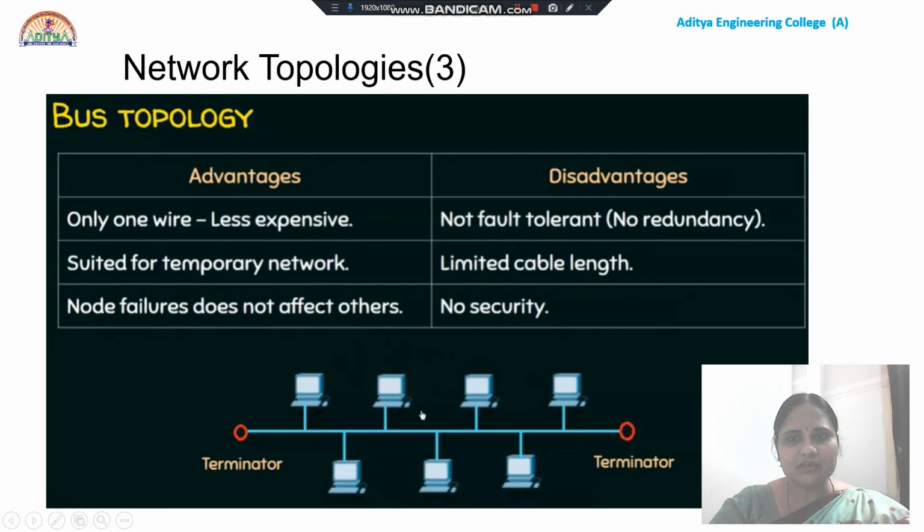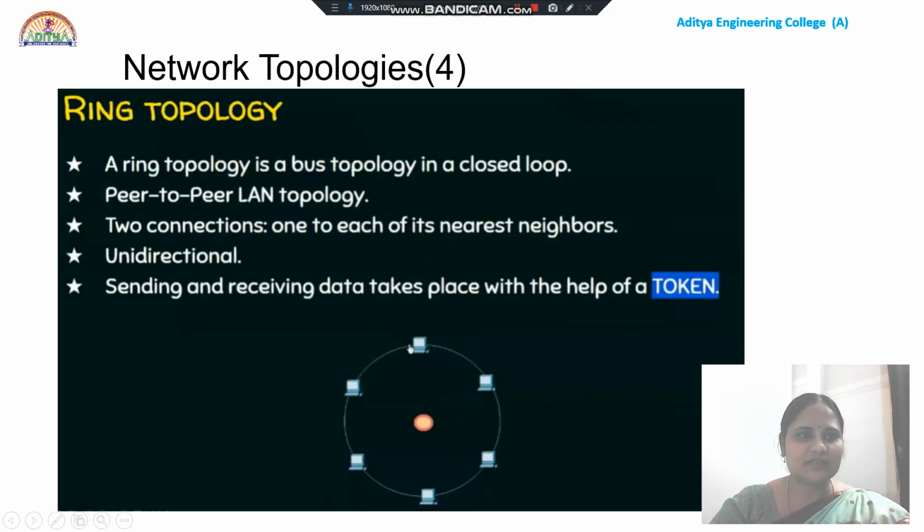And coming to the problems, it is not redundant, so obviously it is not fault tolerant. If some fault happens or some problem occurs in the bus topology, the data packet is lost. There is no redundancy or duplication, so it is never possible to retransmit or make some kind of arrangement to receive the packet. Of course, the cable length is limited, so it is not suitable for larger networks, and there is no security either. These are the disadvantages of bus topology.